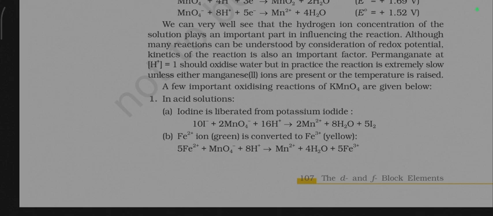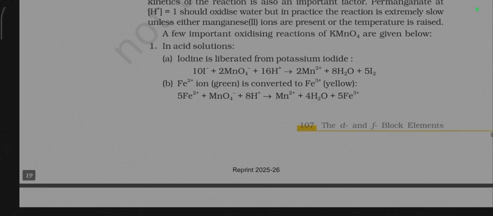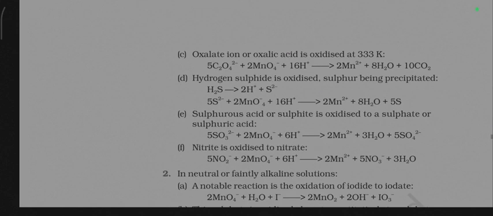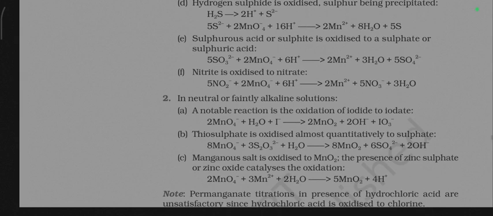A few important oxidizing reactions of KMnO4 are given below. In acid solution, iodine is liberated from potassium iodide. Fe2+ ion (green) is converted to Fe3+ (yellow). Oxalate ion or oxalic acid is oxidized at 333 Kelvin. Hydrogen sulfide is oxidized, sulfur being precipitated. Sulfurous acid or sulfite is oxidized to a sulfate or sulfuric acid. Nitrite is oxidized to nitrate.